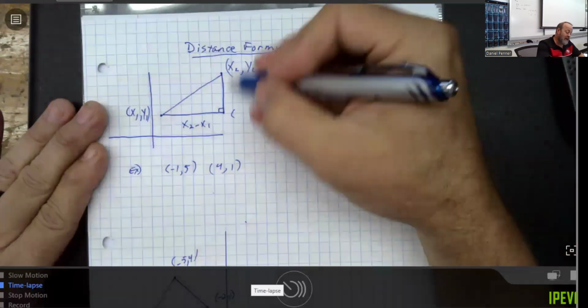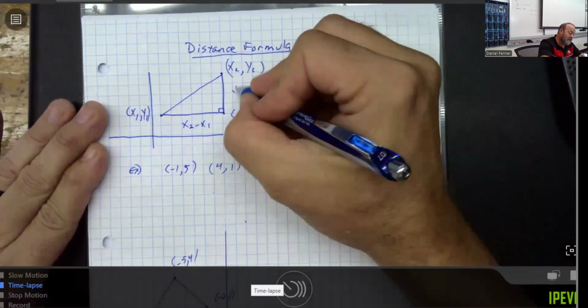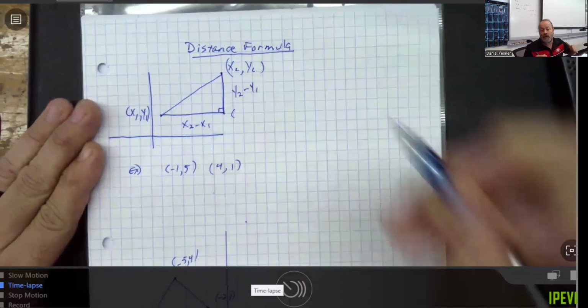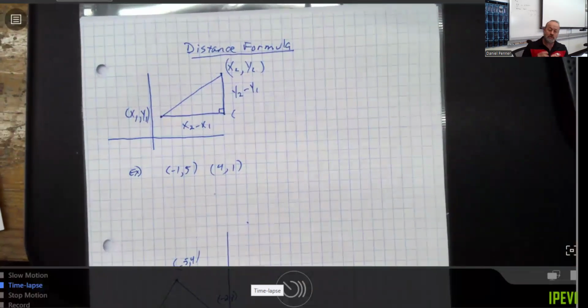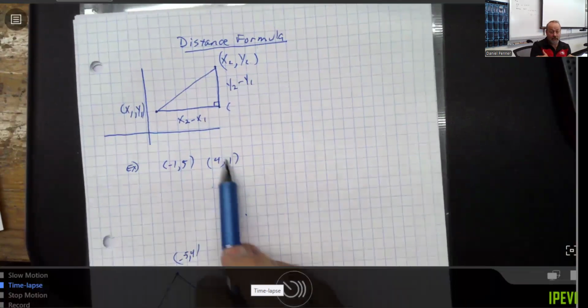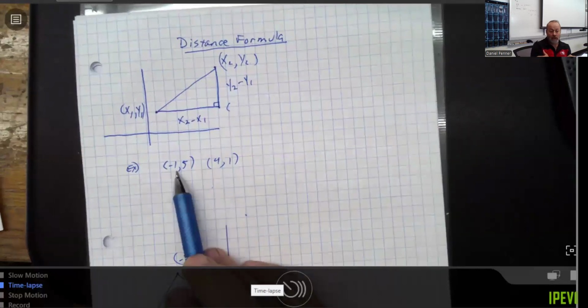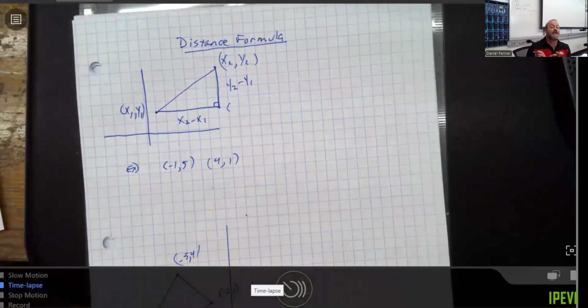In the same way, the height of this point is y1, this one is y2, so the difference in those heights is y2 minus y1. Now, I'm often asked, which one do you call 2 and which one do you call 1? Well, the reality is, as long as you are consistent, it doesn't matter. I could call this one point 1 and this one point 2, or if I reverse them, I'll get exactly the same answer, and I'll try to remember to explain why that's the case in a moment.